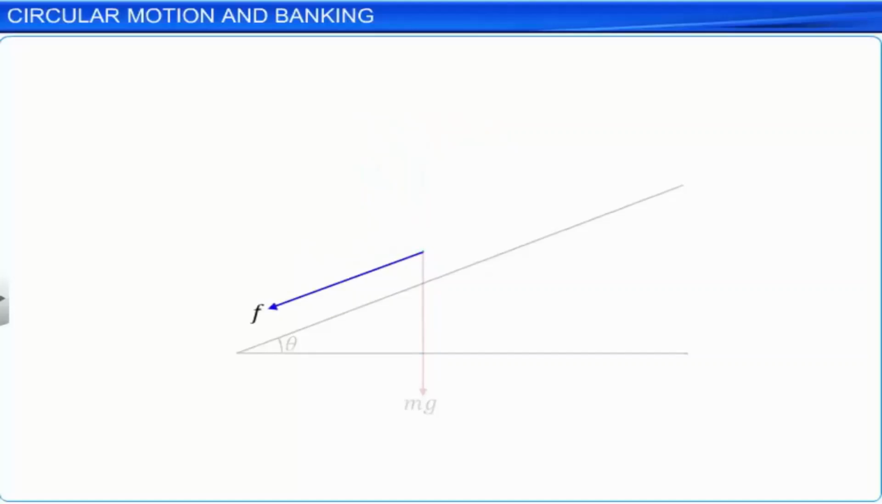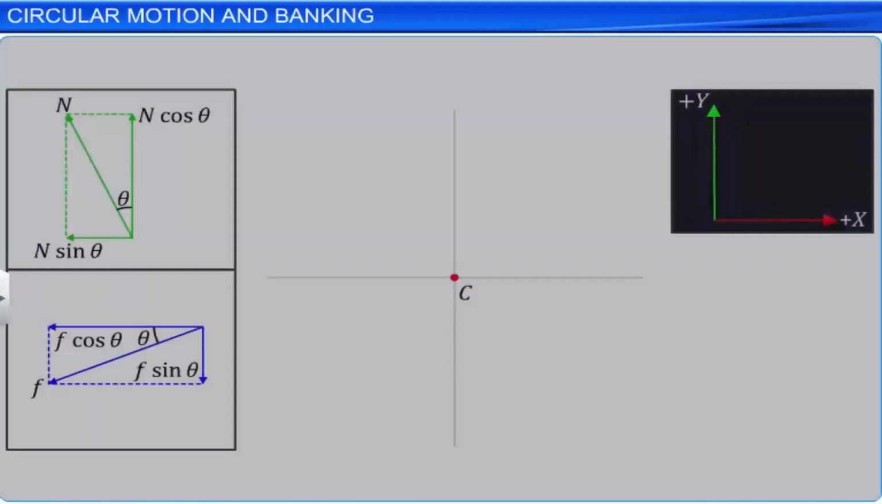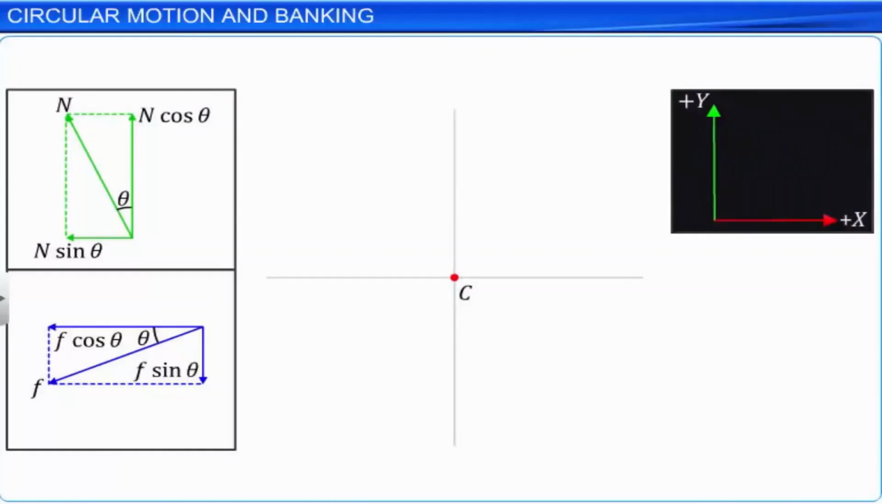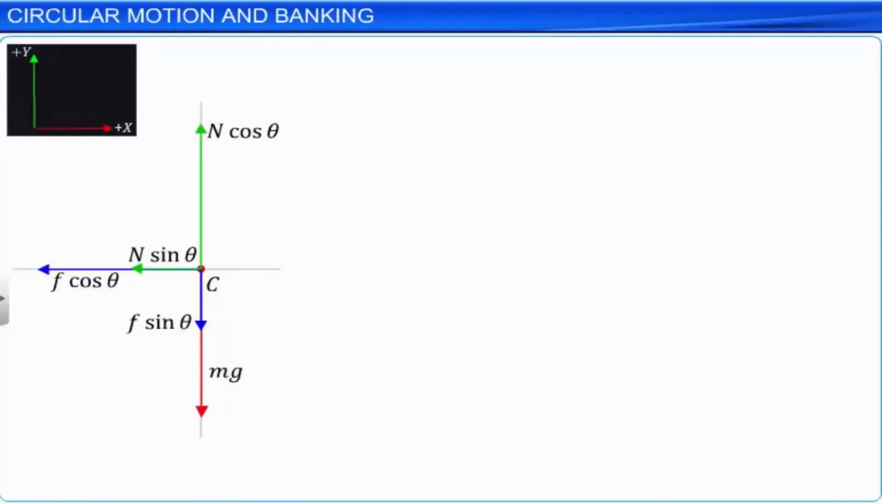Similarly, the frictional force, F, can be resolved into its horizontal component, F cos theta, and vertical component, F sin theta. We can represent all the components of all the forces at a point C, along with the weight mg as shown. As there is no motion of the car in the vertical direction, the net force acting along the y direction is equal to 0.